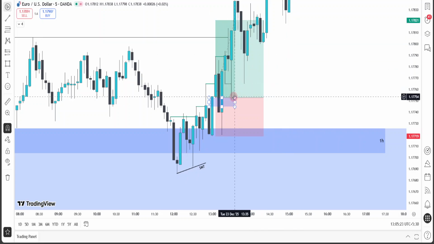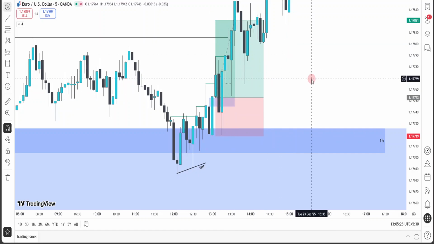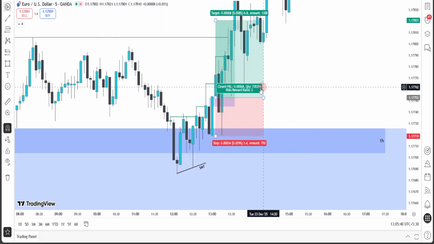Once I enter the trade, my job was simple: do nothing. No trailing, no panic, no over management. If the setup is correct, the market will do the work. That's it. And price did exactly what it was supposed to do. Clean expansion, clean delivery, 2R achieved.